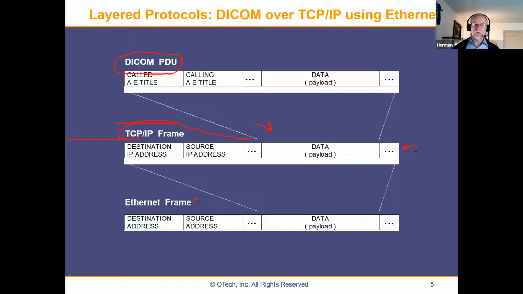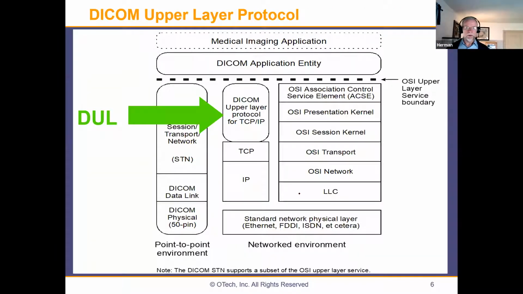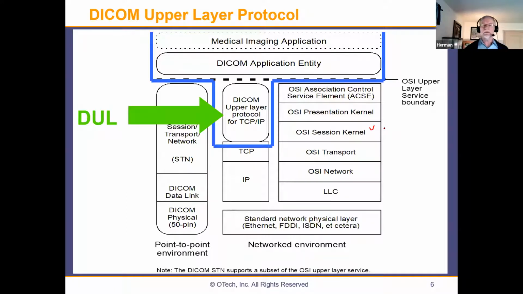What we're going to do is take these Ethernet frames, unwrap them into the TCP/IP frames, and unwrap them. So we're going to look at the DICOM protocol data units, because that's where the information is that we're looking for. The DICOM protocol sits on top of that TCP/IP, right here, the DICOM upper layer protocol. And basically what we will be seeing is different parts of the protocol. We'll see the session part of the protocol and establishing a connection.